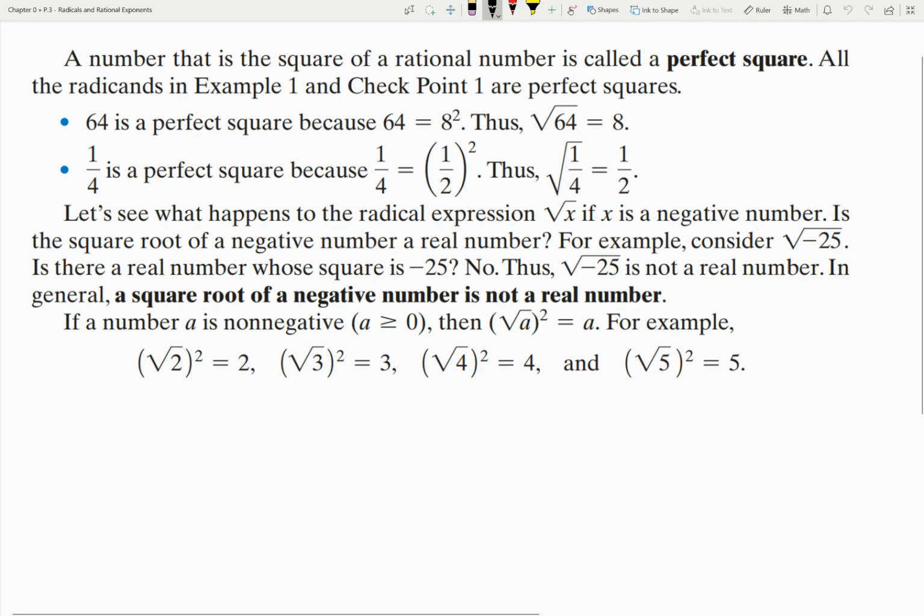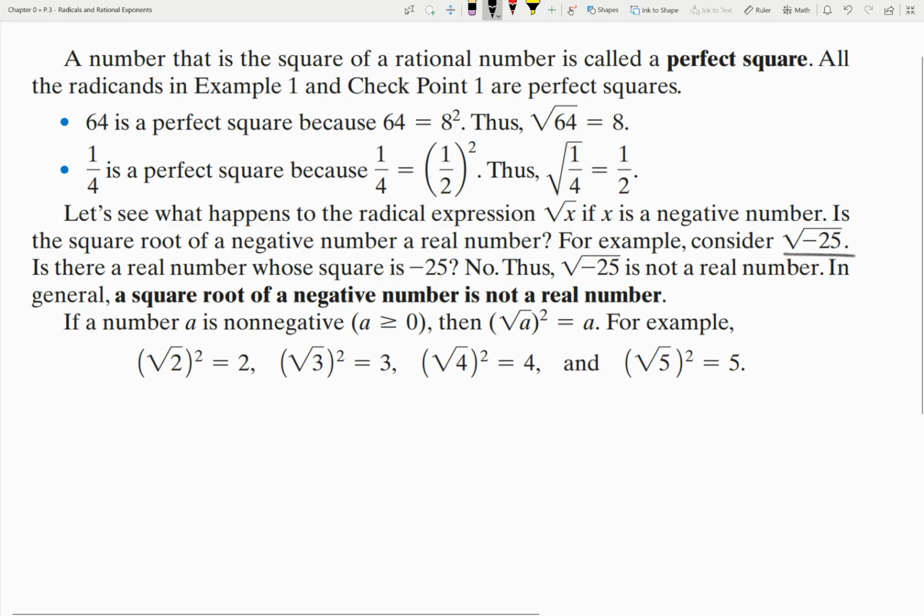Let's see what happens when the radical expression is the square root of x, if x is a negative number. Is the square root of a negative number a real number? For example, consider the square root of negative 25. That is not real. The square root of a negative number is not real. It doesn't work. There are no two of the same numbers that you can multiply together to give you a negative 25. Okay?